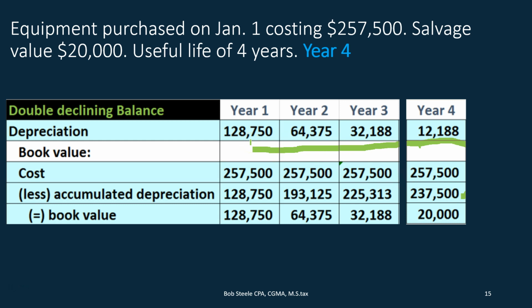Or we can say let's calculate it by adding up the depreciation over the useful life. Year 1, year 2, year 3, year 4 will be the 128,750 plus the 64,375 plus the 32,188 plus the 12,188, which will also give us the accumulated depreciation as of the end of year 4 being 237.5. If we take the book value, the cost, the 257.5 less the accumulated depreciation 237.5, we're left with the book value of 20,000, which is what we want to be left at. Why? Because the 20,000 value is the salvage value. That's the floor. That's what we believe we can sell it for.